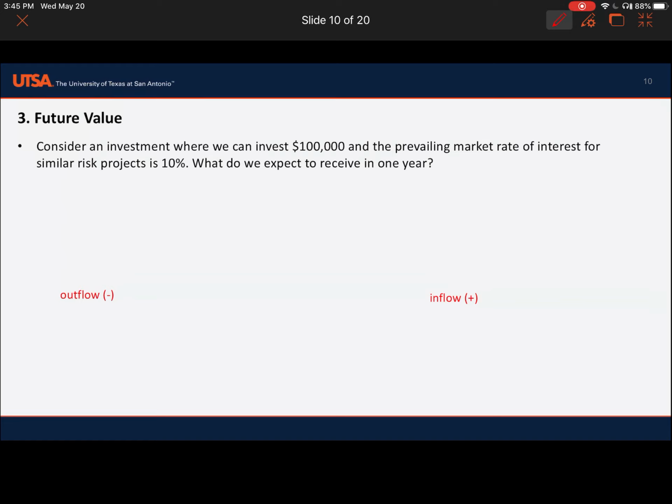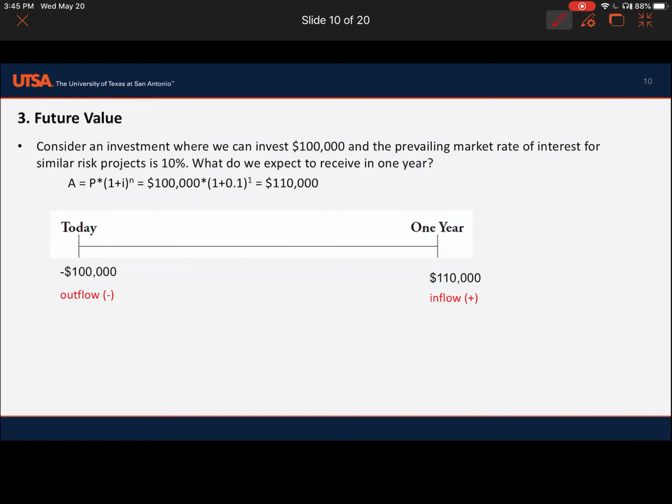Consider an investment where we can invest 100,000, and the prevailing market rate of interest for similar risk projects is 10%. What do we expect to receive in 1 year? It's very easy because we know the formula. You have the initial investment of $100,000 multiplied by 1 plus the interest rate. What is the number of periods? 1 year. So you will just write 1 year here.